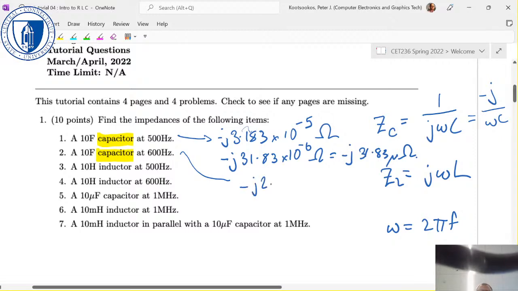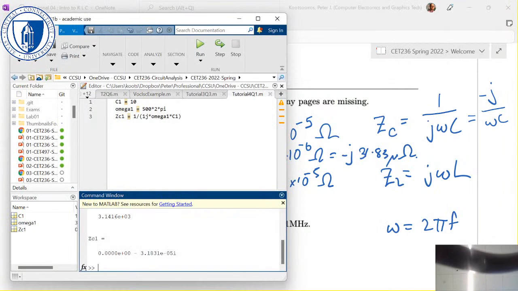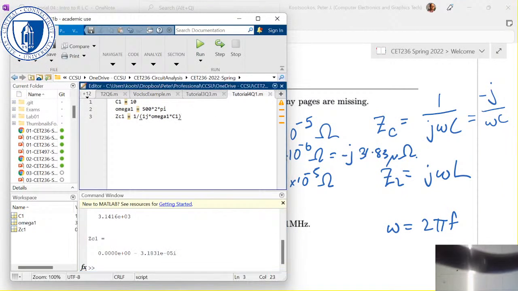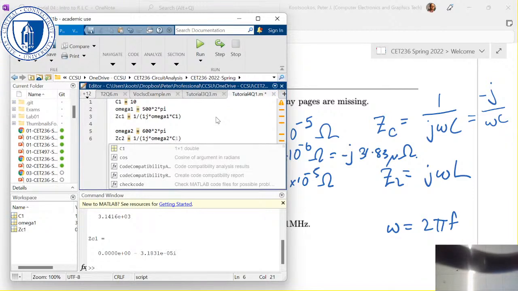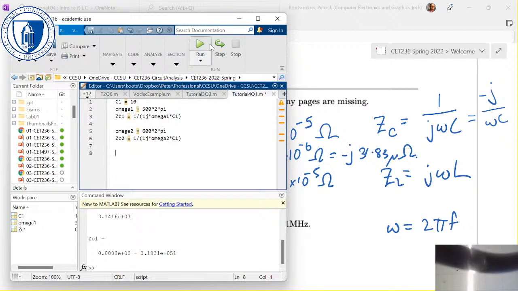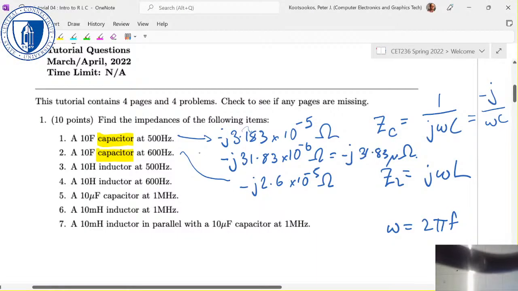Minus J, 2.6 by 10 to the minus 5 ohms. Okay, let's do that in MATLAB. So this time we've got omega 2, right, and it's 600 pi, 2 by pi, and ZC2 is 1 on J omega 2 times C1. And we should be able to see that. Yeah, 2.652 by 10 to the minus 5. Okay, let's go on to the next one.